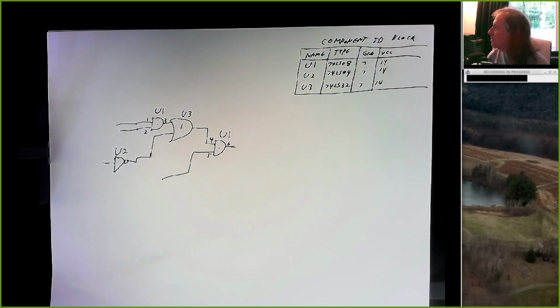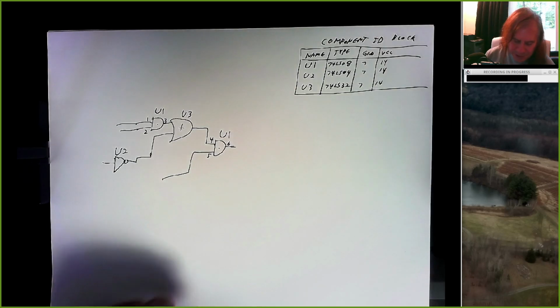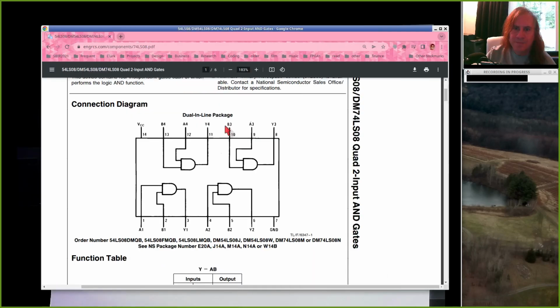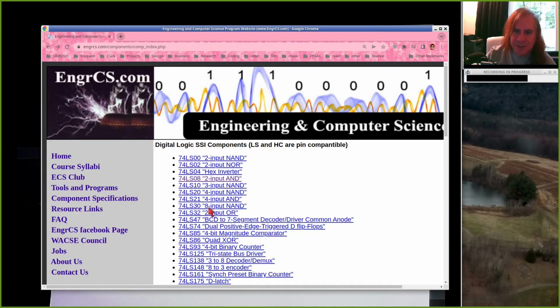Let's see, would the connection between U2 and U3 be labeled as 2 as well? So U3, I would pull up a data sheet for an OR gate, so 32.